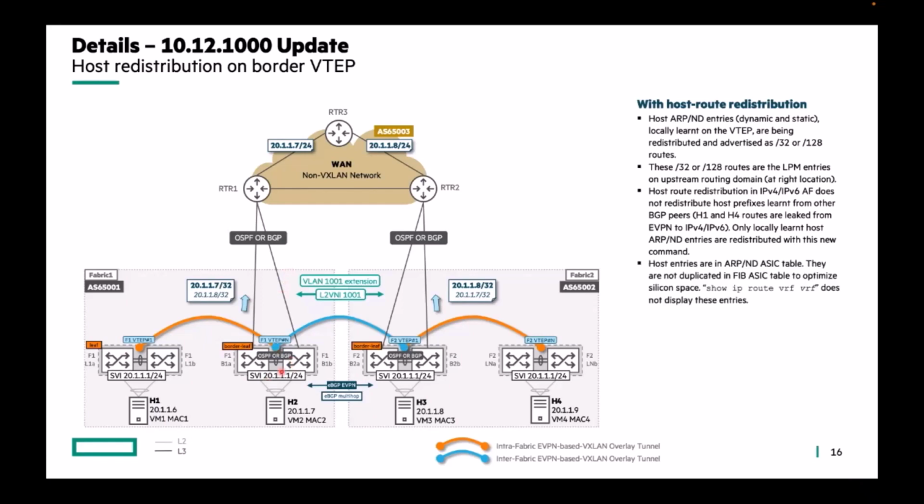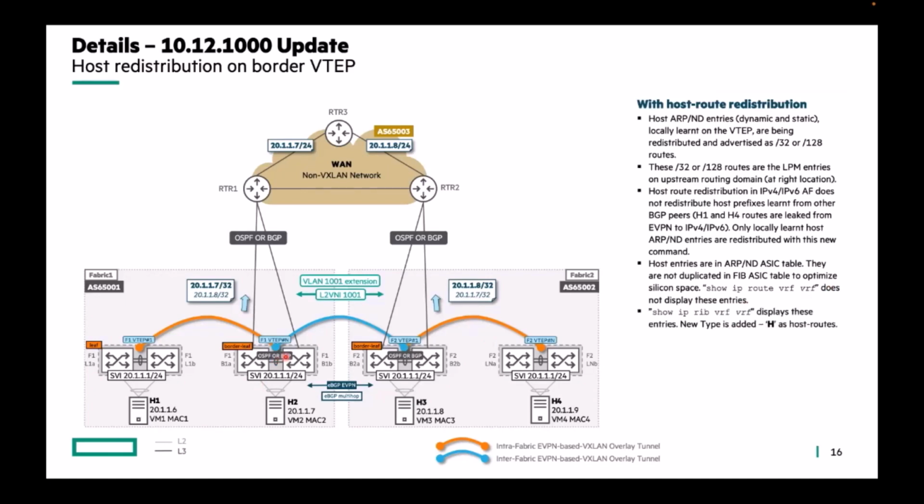Host entries are in the ARP or ND ASIC table. They are not duplicated in the FIB ASIC, to optimize silicon space. So show IP route VRF, whichever VRF you're using, on the board where you're doing host route redistribution, you would not see that. I'll show you, but we are trying to optimize the silicon space here.